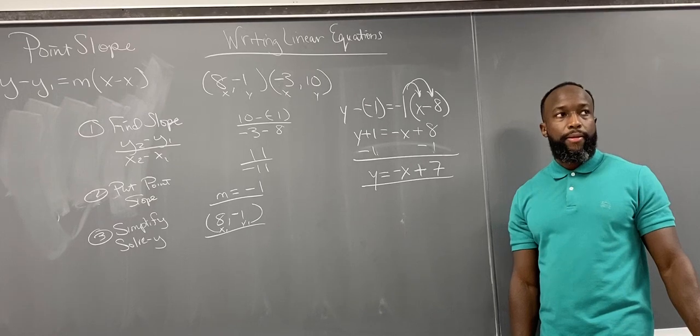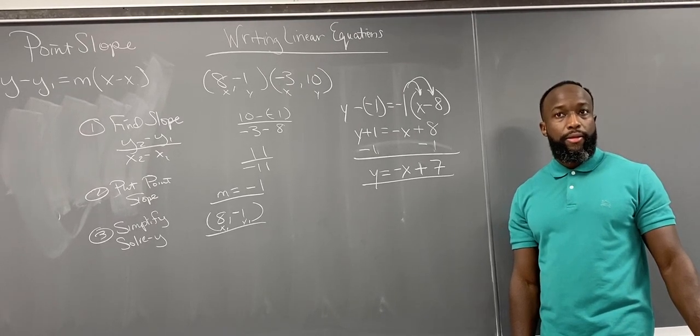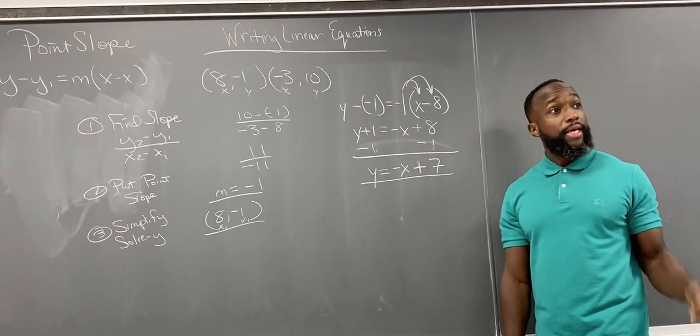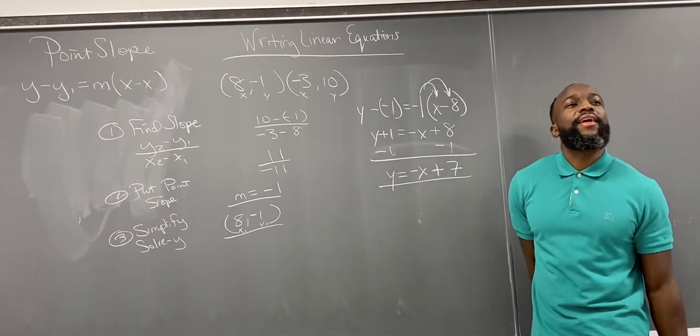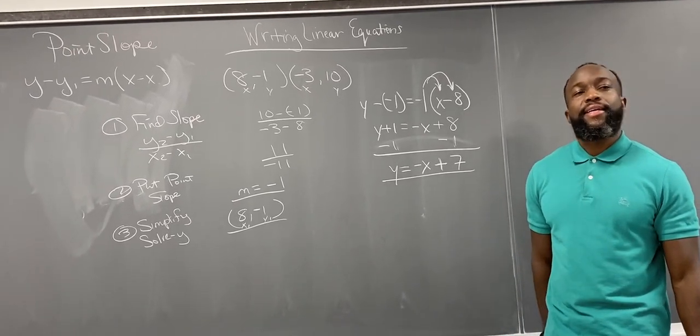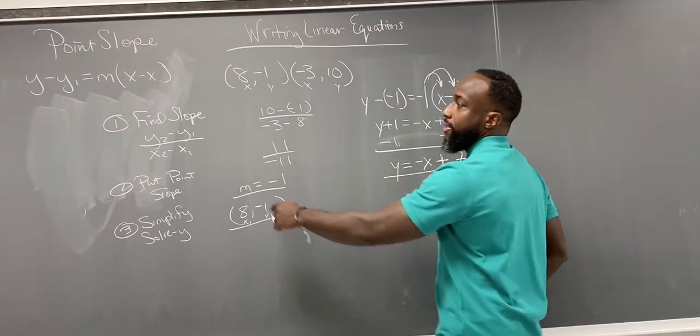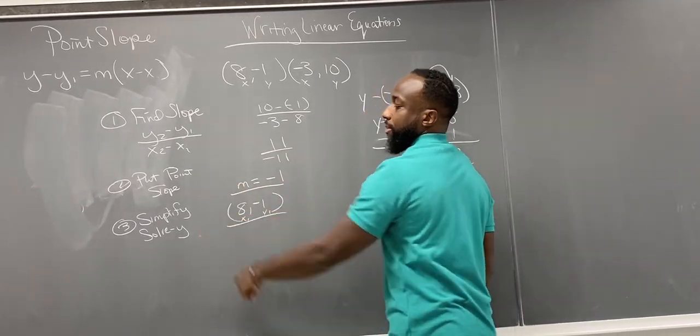I feel like this is very confusing. It's not confusing, but it's unnecessary. I know how to do it, I just don't like doing point slope all the time. Alright, so look, find the slope, put it in point slope, then we can simplify.